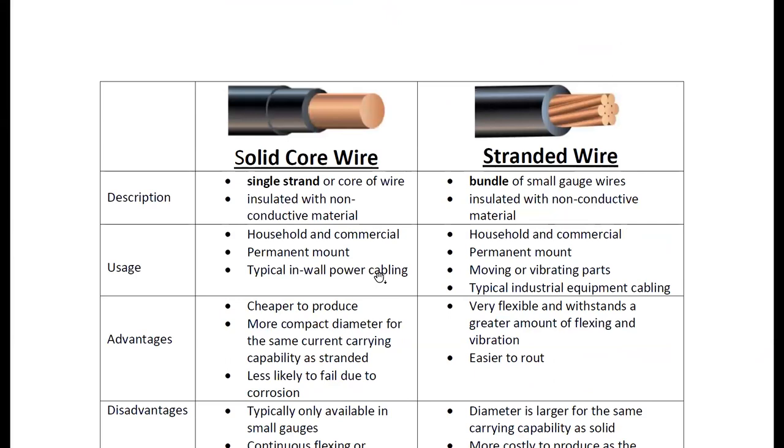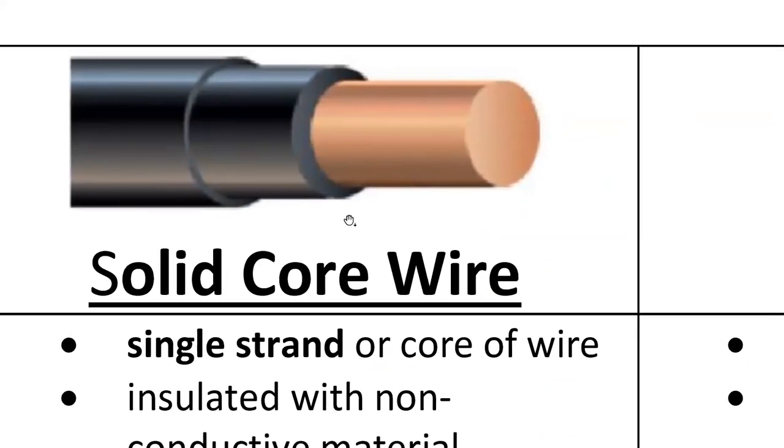All right, let's just talk about the solid core wire and the stranded wires, because these are pretty much the two types of wires that we will be dealing with when it comes to this type of job that you're being trained for in this class. This is what a solid core wire looks like. It's a solid chunk of copper or sometimes aluminum, or as they say in the UK, aluminium.